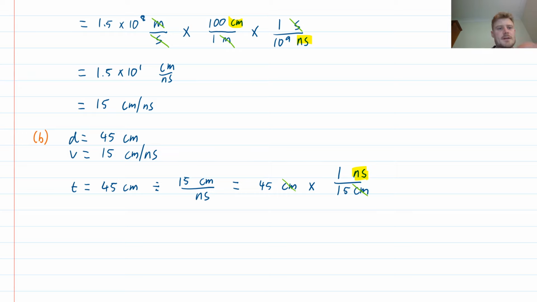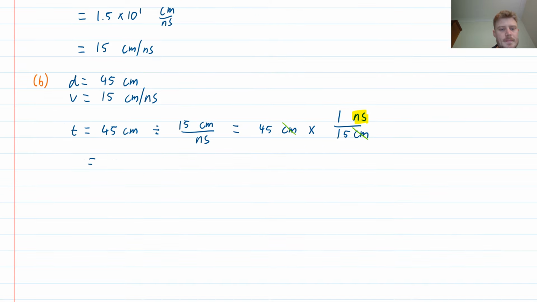So now I can just go through and calculate based on these numbers. That's 45 divided by 15, which is 3. So that is 3 nanoseconds.